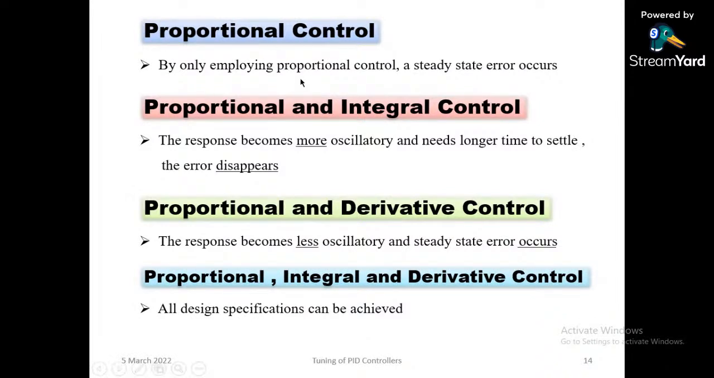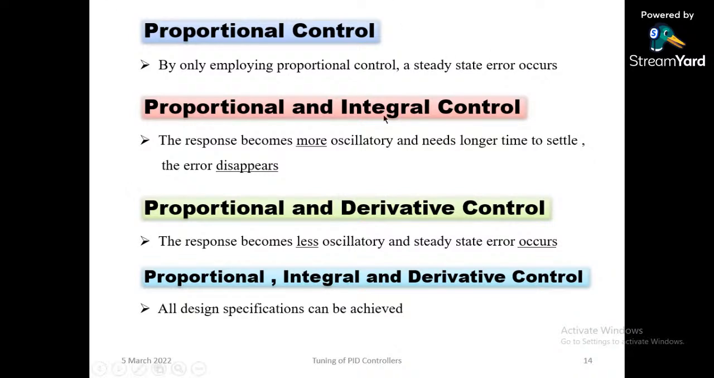Now, by only employing a proportional controller, a steady state error will occur. Obviously, it will not tend to exactly zero. Drawing the conclusion: the next possible combination, because we are not going to use only I or only D. So obviously we need to go through the combinations. Right? Proportional is done. Yes, you can use only a proportional controller. But only I or only D is not possible.